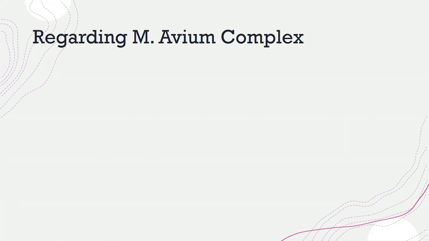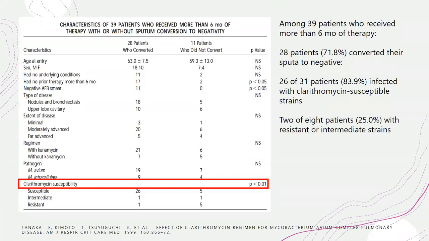In Mycobacterium avium complex pulmonary disease, retrospective case series showed that in vitro resistance to clarithromycin was associated with worse outcomes than susceptibility to clarithromycin. This is a study with 39 patients, and of those, 71% converted their sputum to negative with the antimicrobial therapy. But if you break it down even further, you'll see that 84% of that subset was clarithromycin susceptible. Among the patients who had clarithromycin resistant strains, only 25% ended up clearing their cultures. This shows a very direct association between macrolide resistance and positive or negative outcomes in these patients.